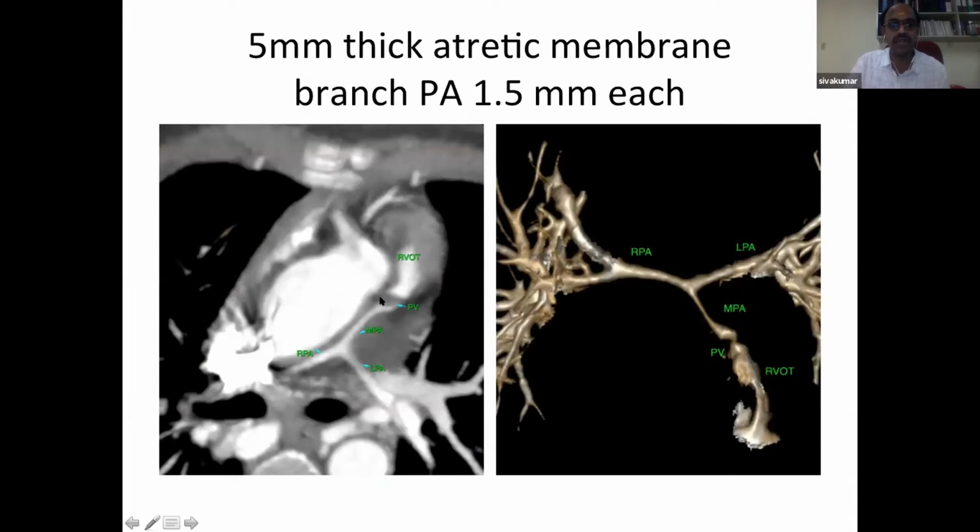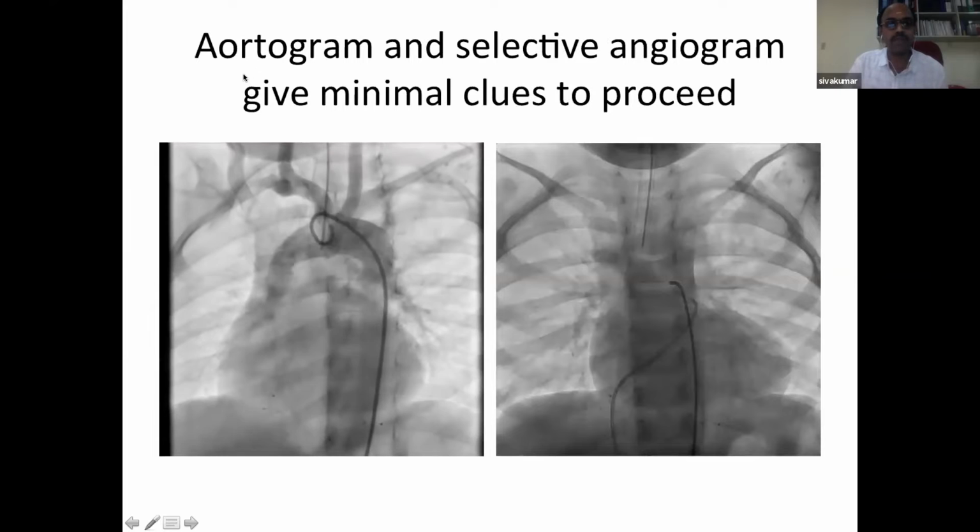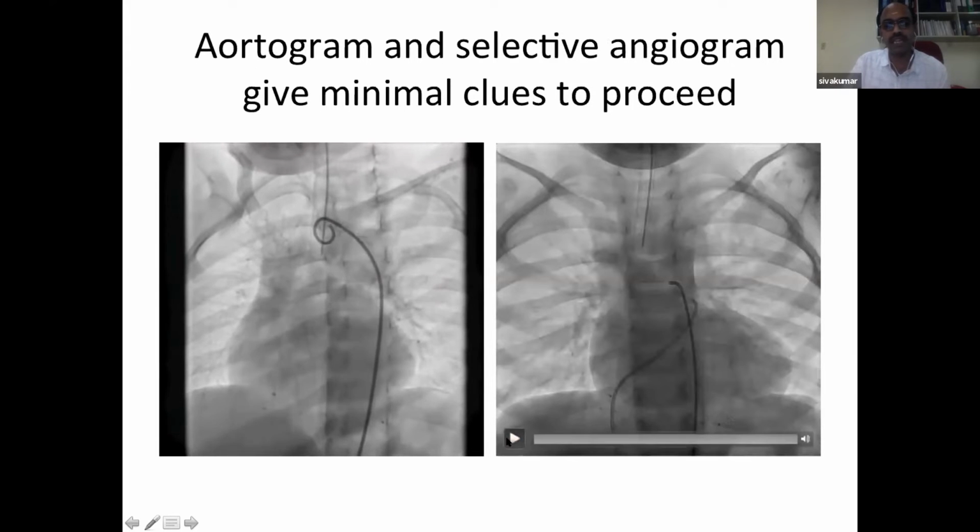This is the right ventricular outflow tract ending in a 5 millimeter atretic pulmonary valve, and then a tiny main pulmonary artery into the right and left, and we want to stent this entire area. So this is the programmed intervention. This is what conventionally we used to do.